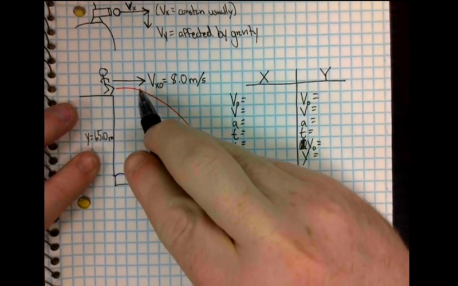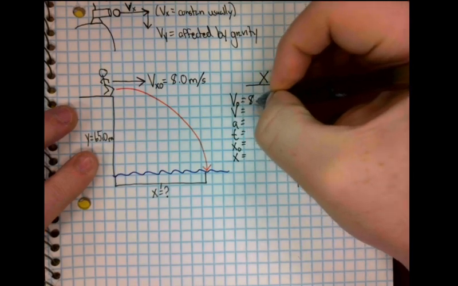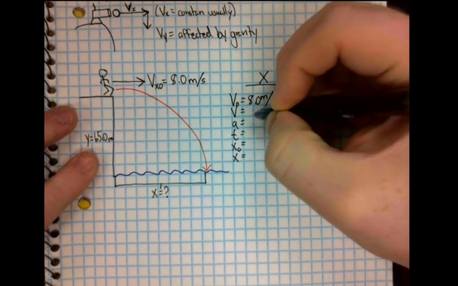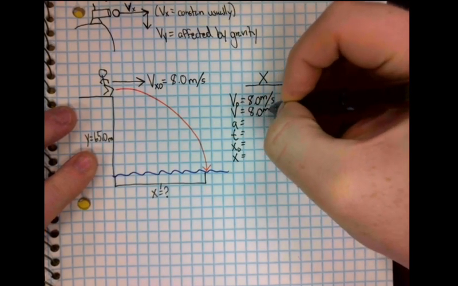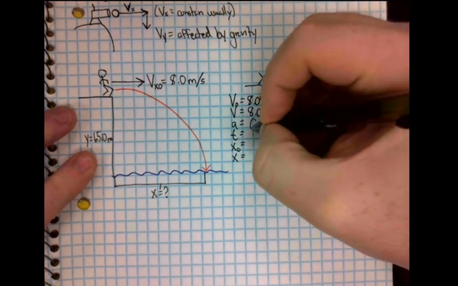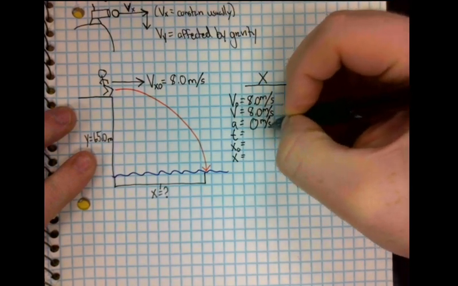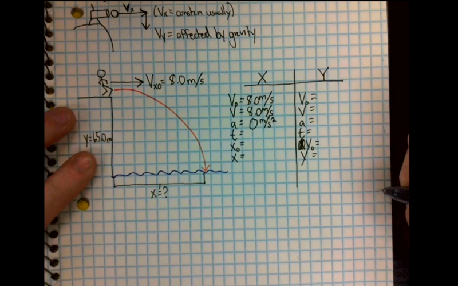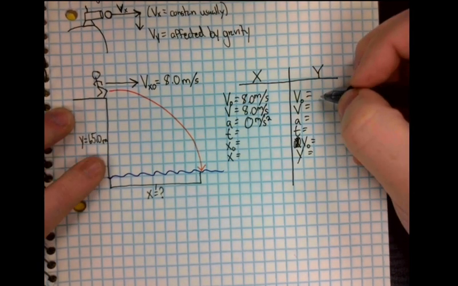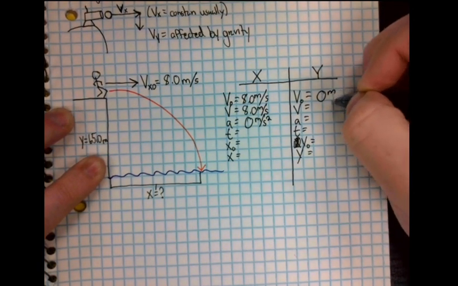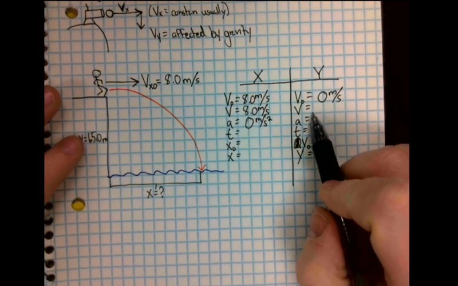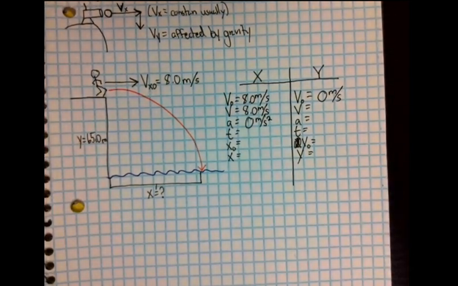Initial velocity in the x direction. We've got 8.0 meters per second. And they're also going to end with that as their x velocity because there is no acceleration. So that's pretty easy. For y velocities, they have no initial y velocity. We don't know what their final velocity is going to be, though.